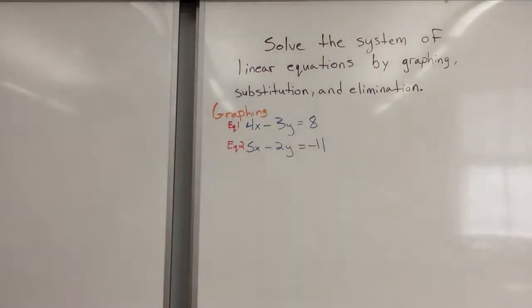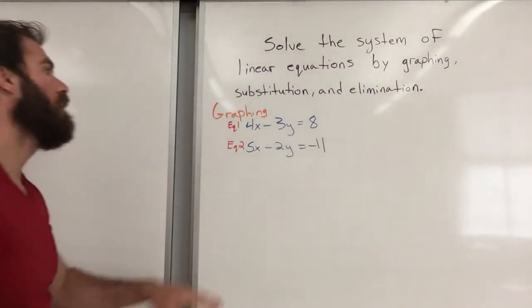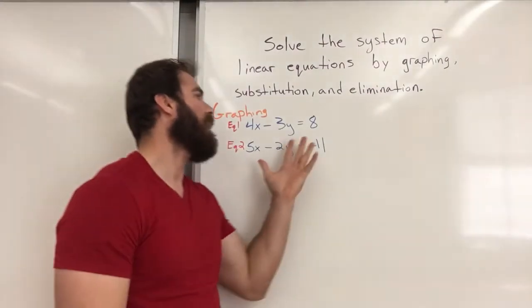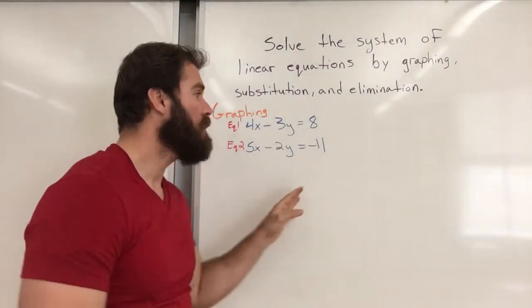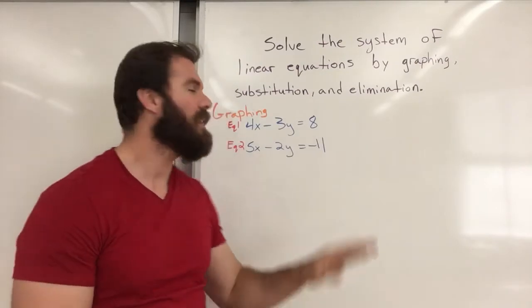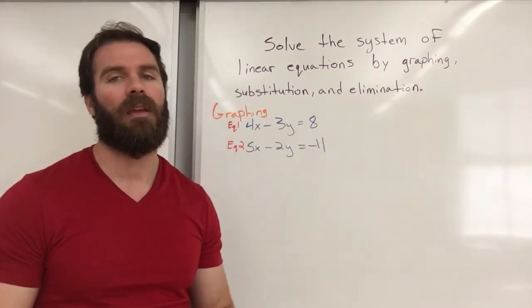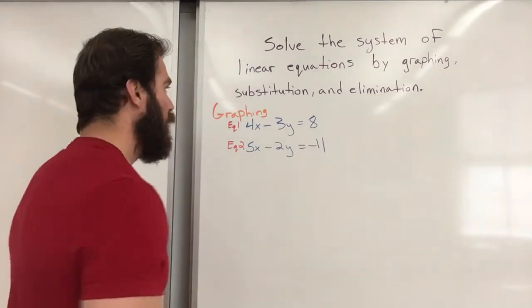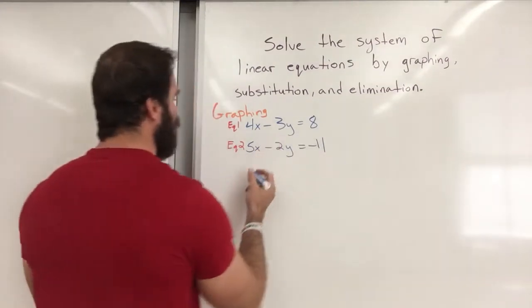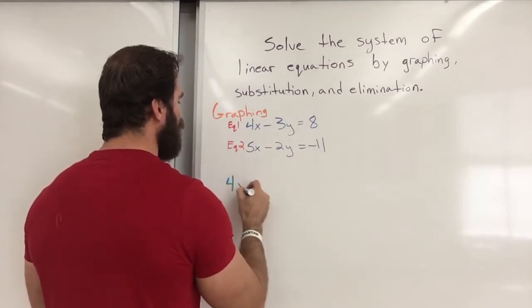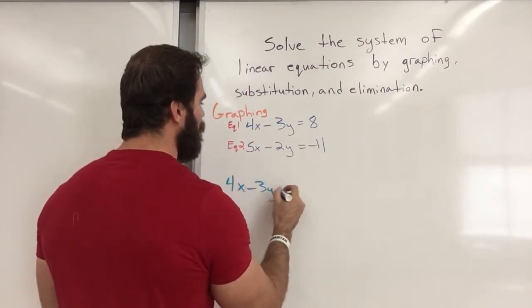The first one is to graph these two. Now, we can't look at that and say, okay, the y-intercept is this, the slope is that. We need to put these into slope-intercept form before we can graph. So in order to do that, we need to solve for y for both equations. So I'm going to rewrite the equation.